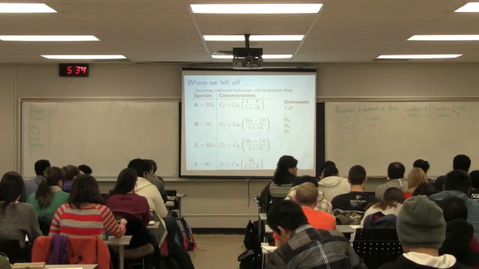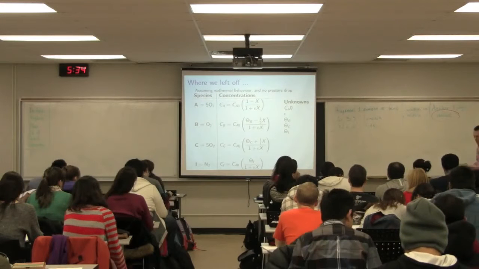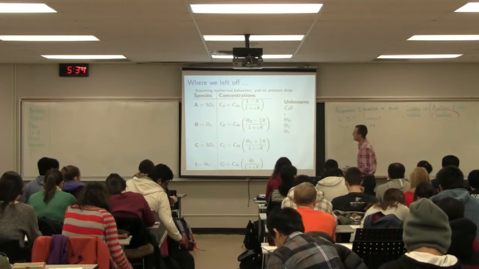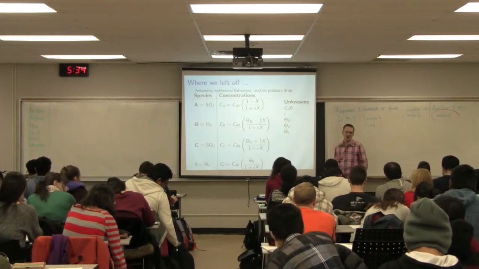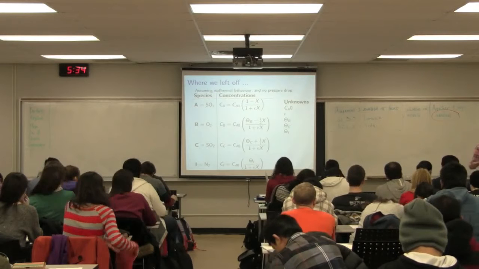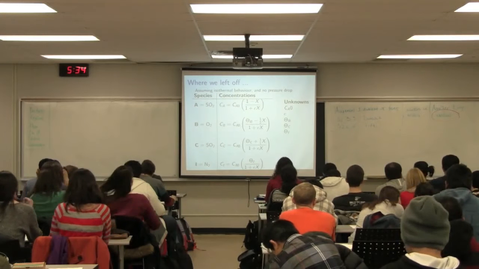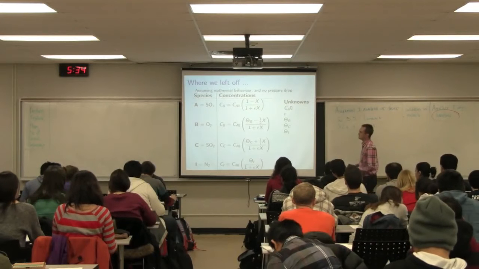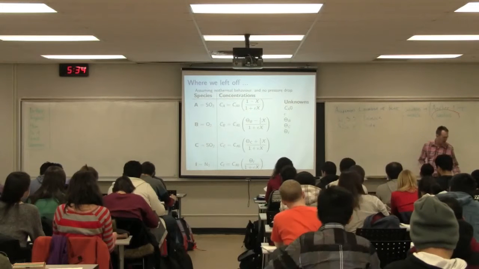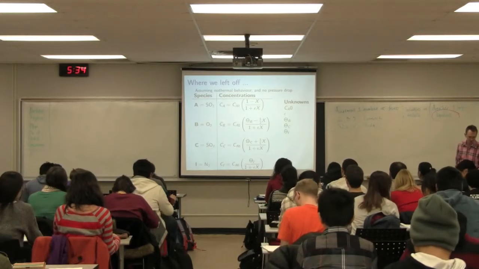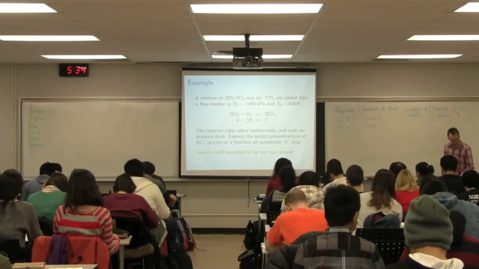There are four problems on the page now. Problems one and two are related to the question we started yesterday, and this is where we left off. We derived this table that shows the species concentrations leaving the reactor. Species A was SO2, species B was oxygen, and I put a typo in there: C is SO3, not SO2. So there's the problem back up again.